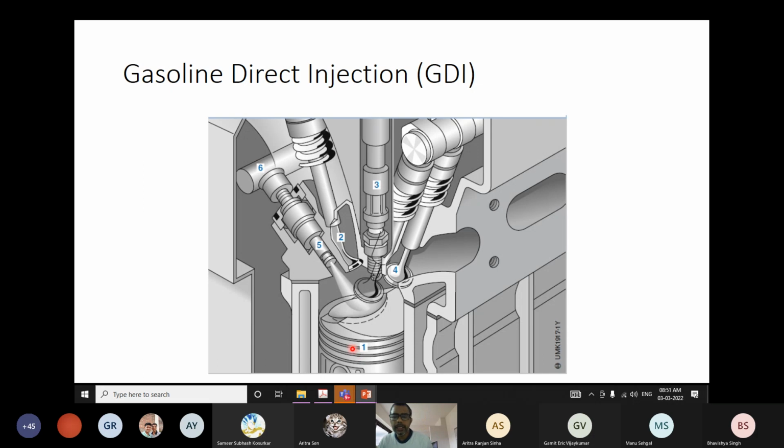So what I'm going to discuss here is that in the gasoline direct injection system, the injector is located in the cylinder head and the fuel is injected directly inside the combustion chamber. That is what makes it completely different from what we have learned till now in the MPFI system. Now, when the fuel has to be injected is another very important parameter in the GDI system.